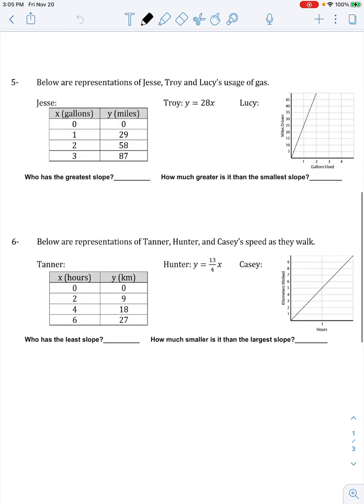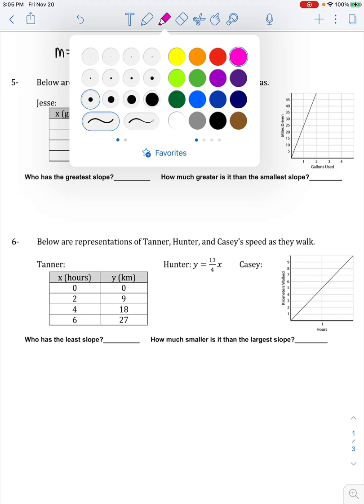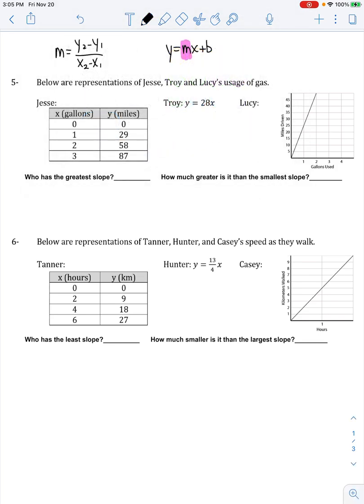So very briefly, let's review the different ways to find slope. If we have 2 points or a table, we use our slope formula. If we have an equation, our slope is the number in front of x, so that would be this number right here. And last but not least, if we have a graph, we do rise over run. So we're actually going to go back and practice all three of those ways.